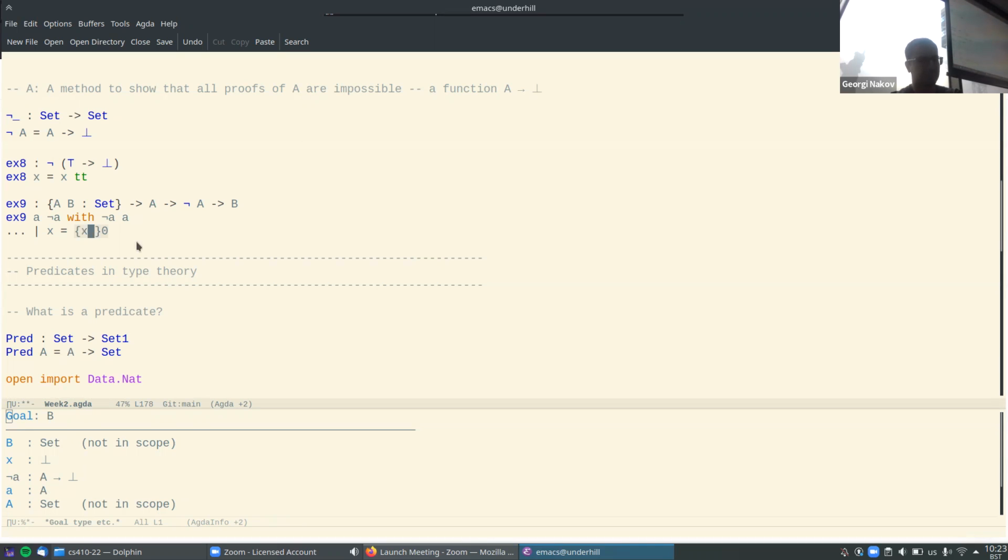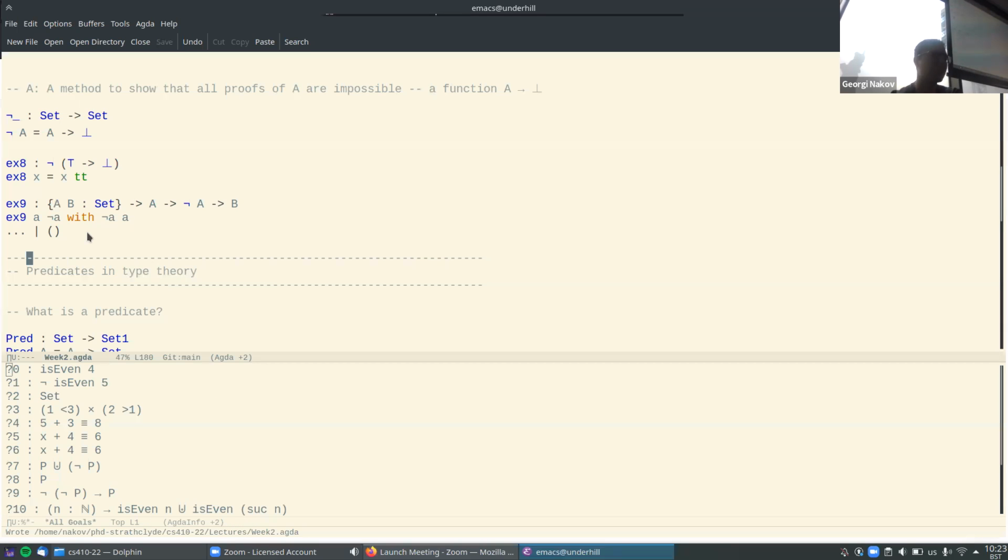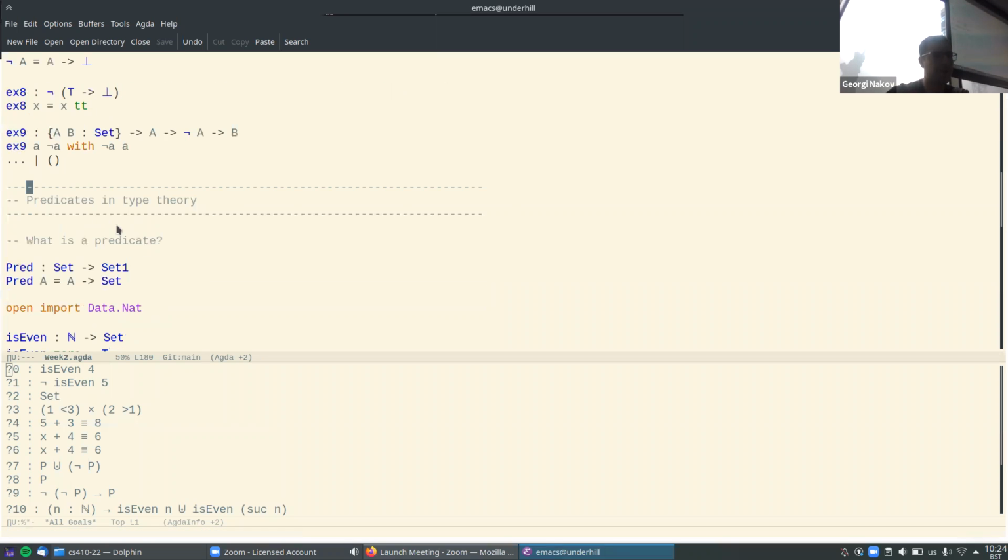So that was what we had in the context. As a convention, every time you see not something in the homework, for example, that would be a function producing a value in the empty type. Right. And I think we're in a position to do more exciting stuff and talk about men being mortal and Socrates. Yes.